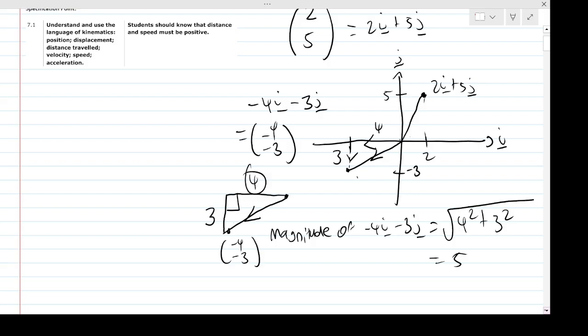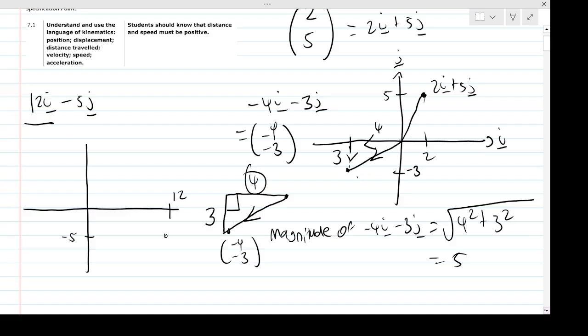Okay, let me try one more example. Let's say we have this vector here, 12i minus 5j. Let's have a go at plotting this. So 12i, that's 12 along the x, so it'd be positive 12, let's say here. And then minus 5 will be minus 5 on the y-axis. So then my point is here. So my vector is here.